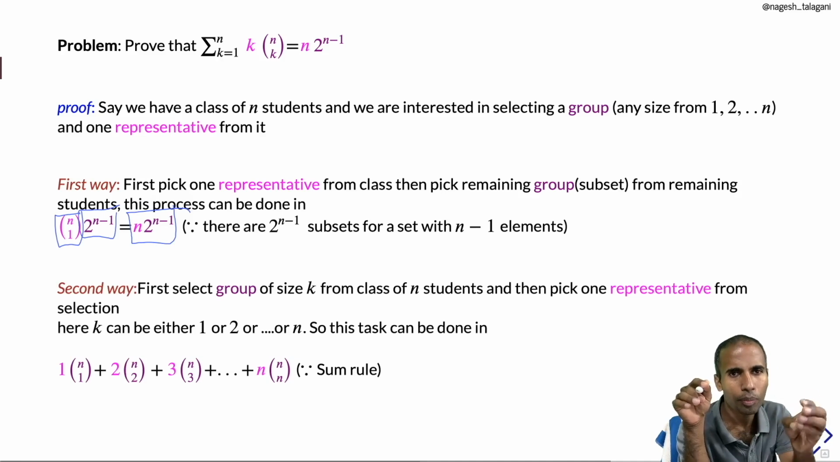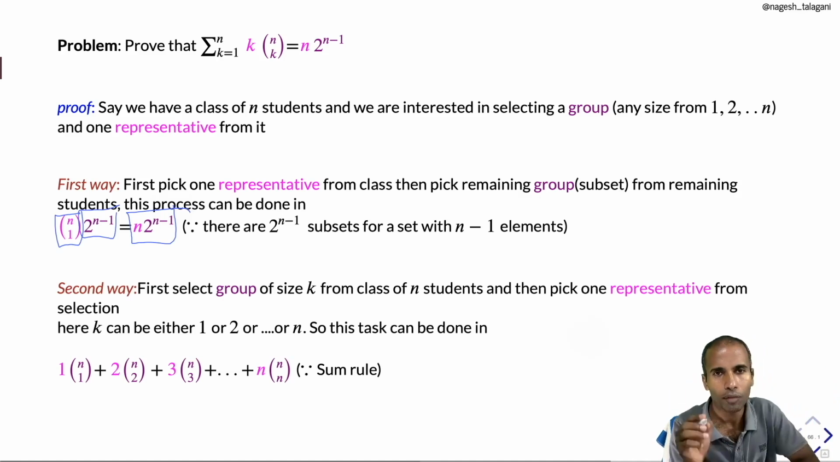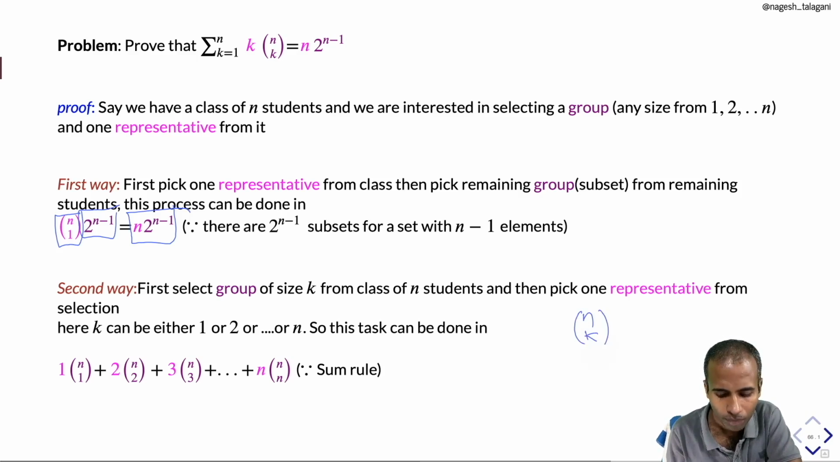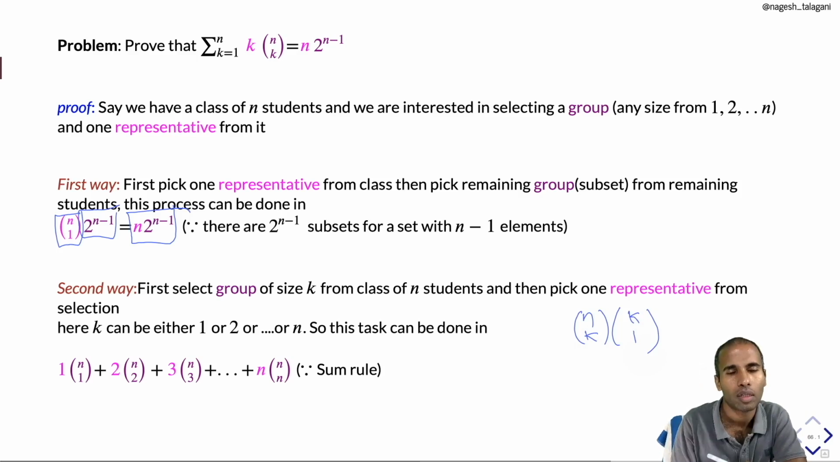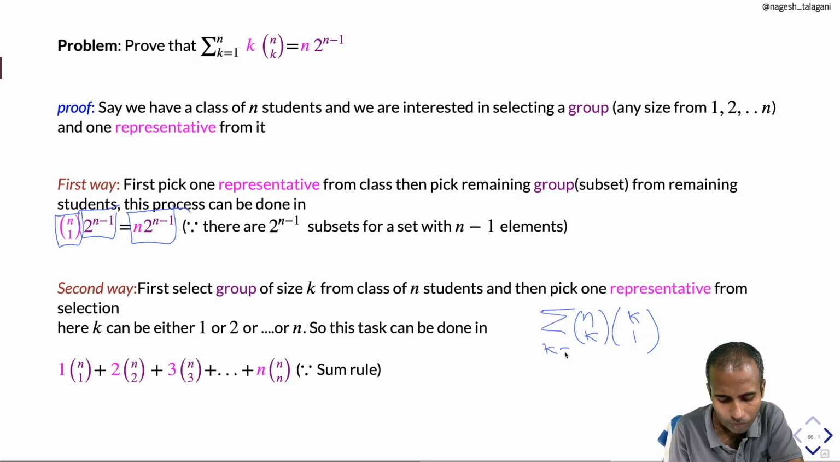Now, second way, first you select a group of size k. Here the k could be either 1 or 2 or 3 or so on up to n. Okay, so if you select a group of size k, that can be done in n choose k ways. From that selection, you have to pick one representative. Here k can vary from 1 to n. Okay, so this will give you the summation k equal to 1 to n of k times n choose k.